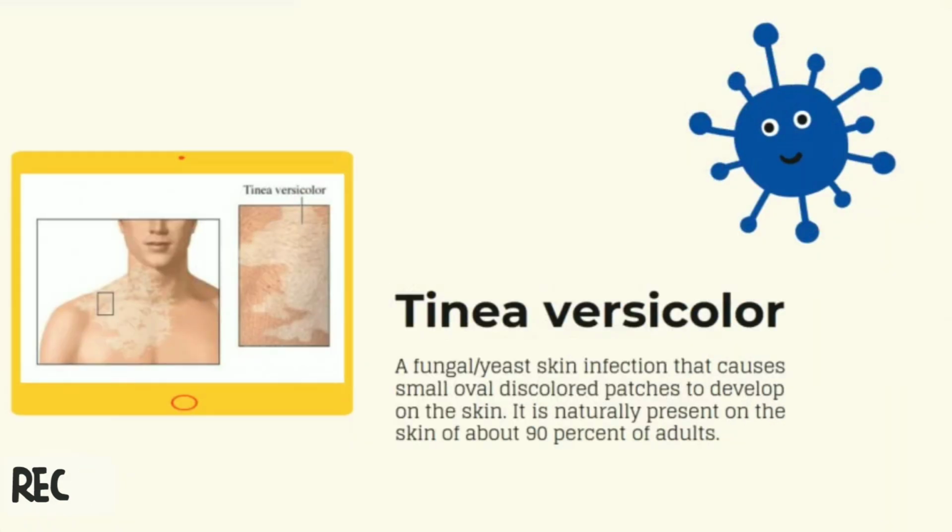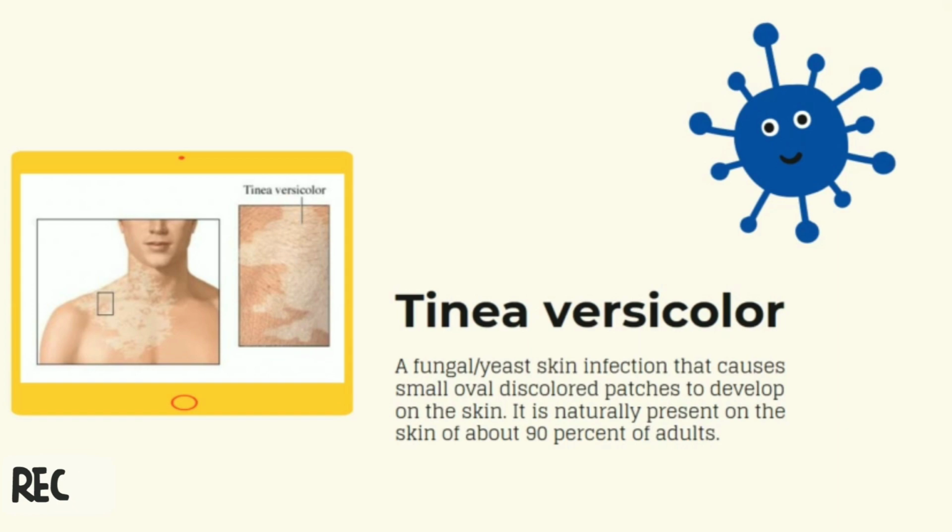And next is tinea versicolor. Tinea versicolor, sometimes called pityriasis versicolor, is a fungal or yeast skin infection that causes small oval discolored patches to develop on the skin. It's caused by an overgrowth of a specific type of fungi called Malassezia, which is naturally present on the skin of about 90% of adults. These discolored skin patches most often occur on the back, chest, and upper arm.